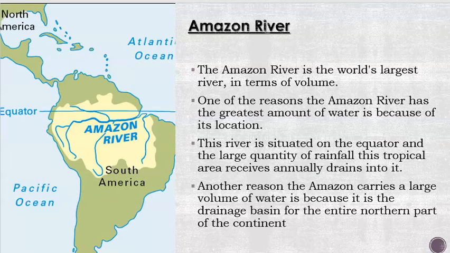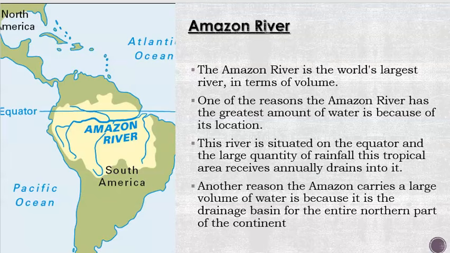Most of you have heard of the Amazon River. It is the world's largest river in terms of volume. One of the reasons the Amazon River has the greatest amount of water is because of its location. It's situated on the equator, and there's a large quantity of rainfall due to this tropical area. Remember that there's about 100 inches annually.